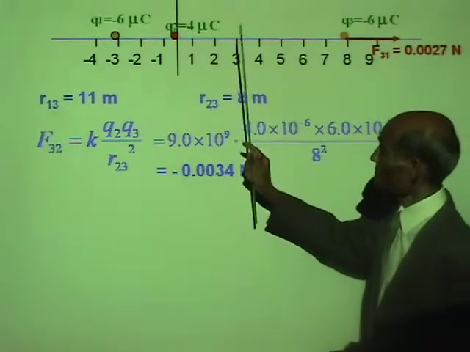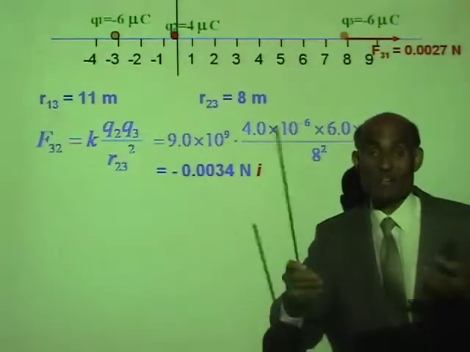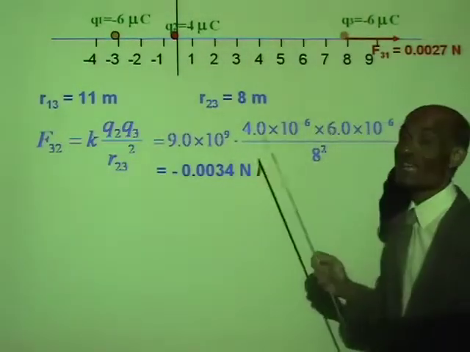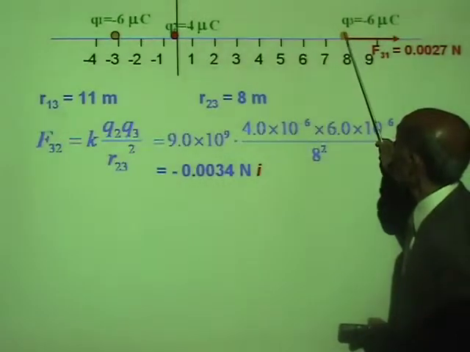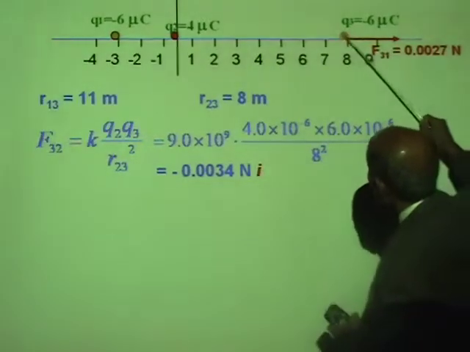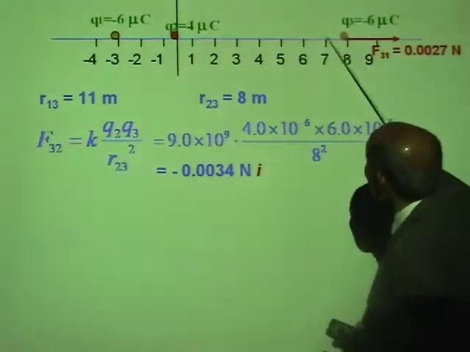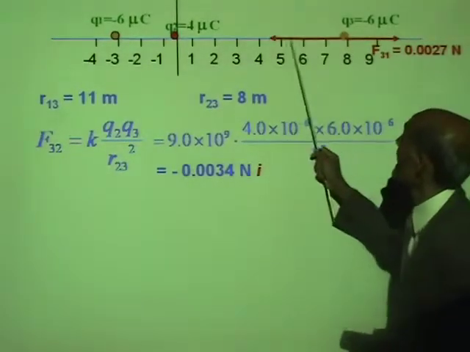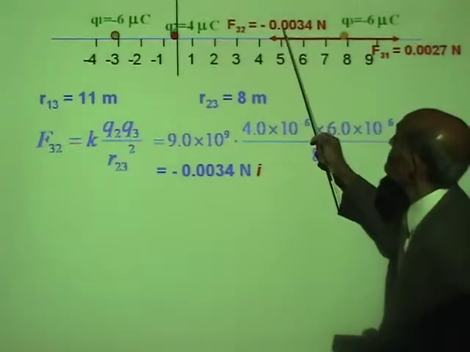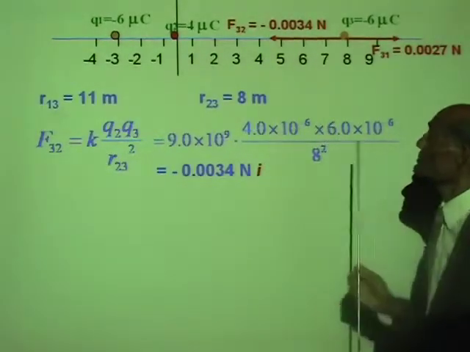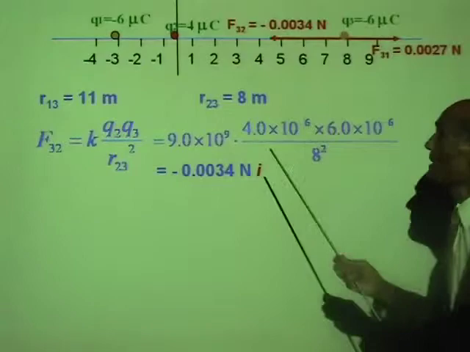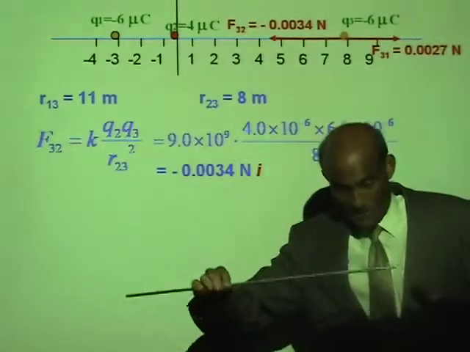Well, it comes from our understanding of the interaction between the charges. Q2 is a positive charge. Q3 is a negative charge. Therefore, the force on Q3 by Q2 will be an attractive force directed towards Q2. It is directed in the negative x direction. Look at that. It is directed in the negative x direction, and that is negative 0.0034 Newton.